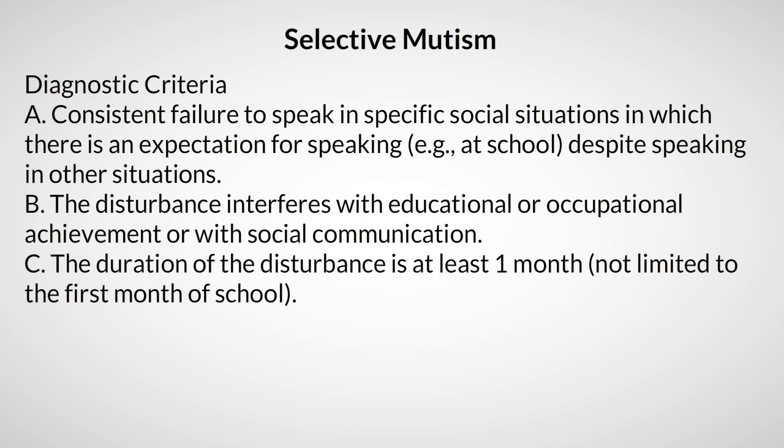Diagnostic criteria. Criteria A. Consistent failure to speak in specific social situations in which there is an expectation for speaking, for example at school, despite speaking in other situations. Criteria B. The disturbance interferes with educational or occupational achievement or with social communication. Criteria C. The duration of the disturbance is at least 1 month, not limited to the first month of school.